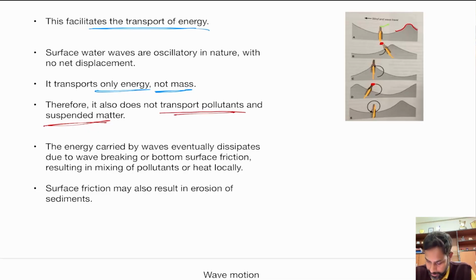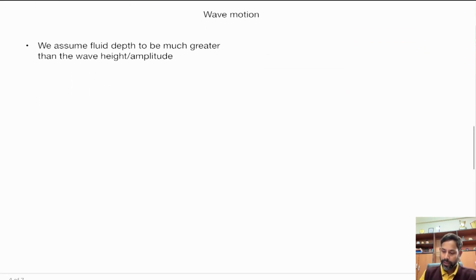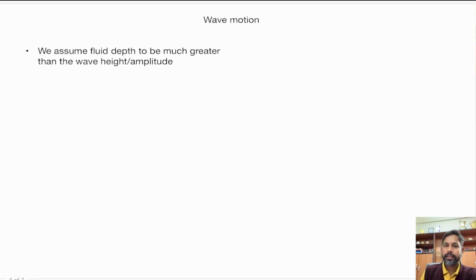In this wave, which actually especially forms near the surfaces, there is also a lot of friction coming from the bottom surface. So this wave results in erosion of sediments from the bottom. So that is another effect that we see because of waves. Okay, so these are some basics of waves, and let's see how this wave motion is defined, and how we can derive a solution for the wave.